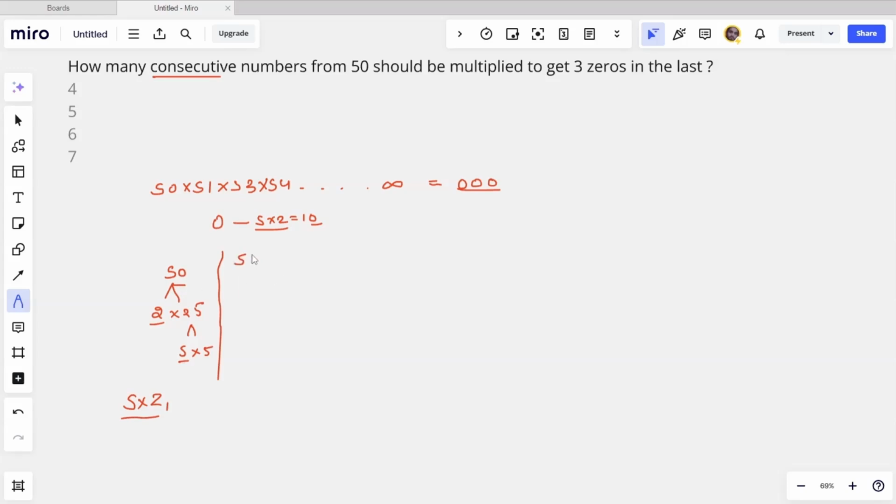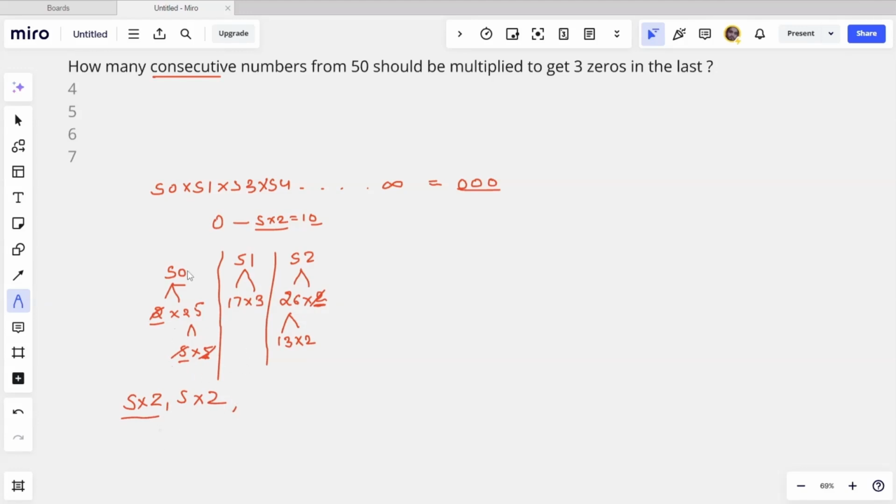Now let's try to multiply with 51. Let's check the prime factorization of this number. It will become 17 into 3. Okay, so we have one pair, 2 into 5. Now here we have another 5, so we will write 5 here, but we don't have a 2, so we can find it in another number, which is 52. Let's do the prime factorization of this, and it will become 26 into 2, and 26 can be divided further, 13 into 2. So as you can see, we can make one pair from here. Okay, so we have 2 pairs.